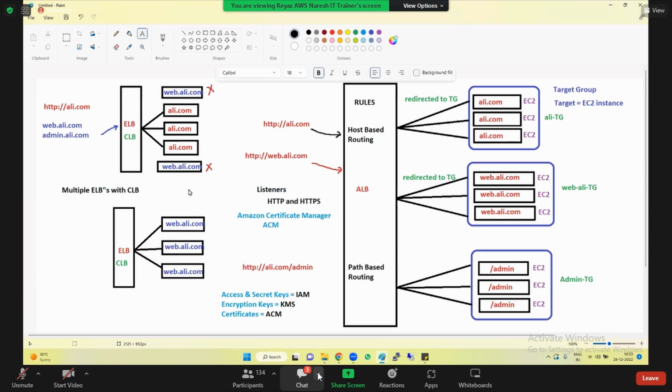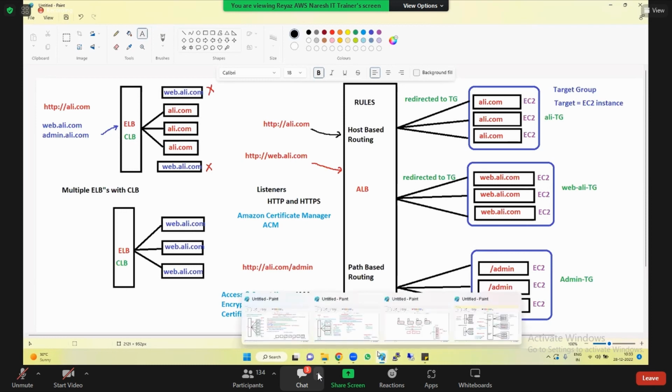Okay. Take the screenshot. I took 3 minutes extra. Take the screenshots. Let me know once done.